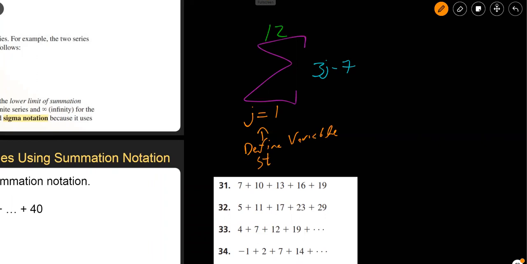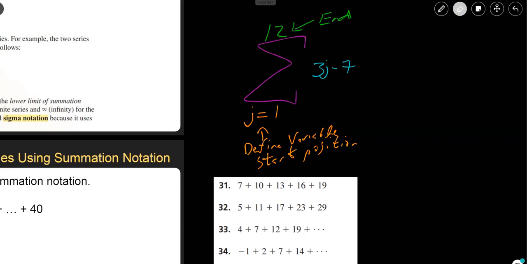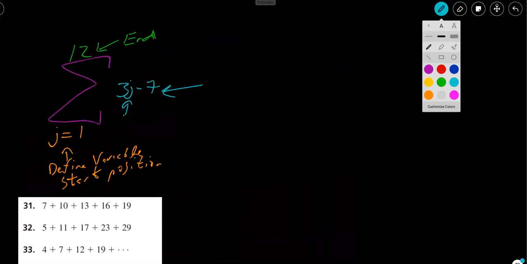And we also set the start position. So my variable is j, and I'm starting at 1. And I'm going all the way up to my end position. In this case, my end position is 12. And then right here is just a rule. This is just saying at every position, I take the position value, I plug it in, so I multiply it by 3, and then I subtract 7. And I could use this for all my positions in this sequence.